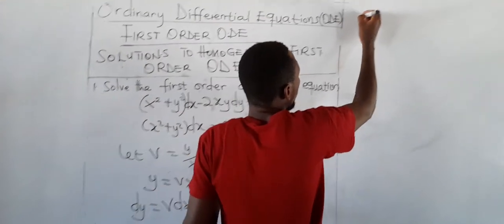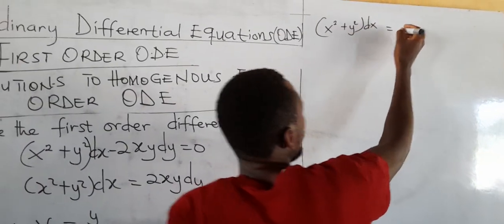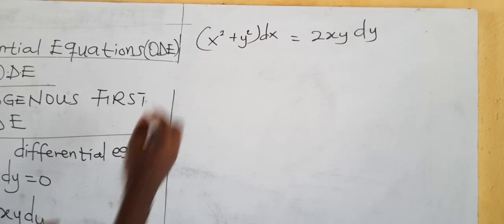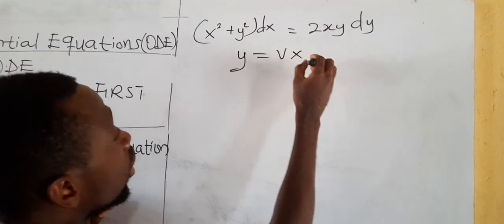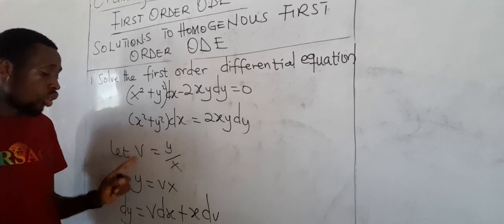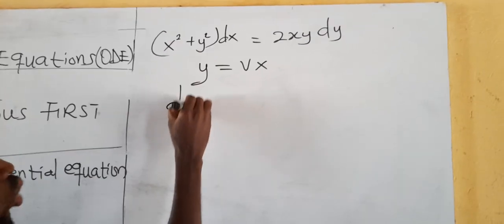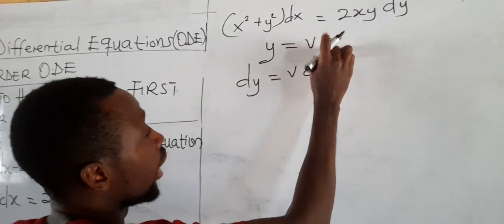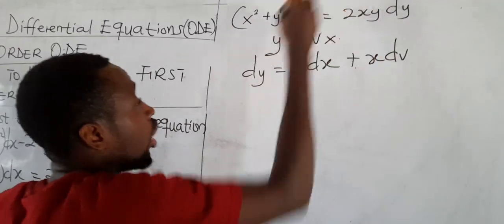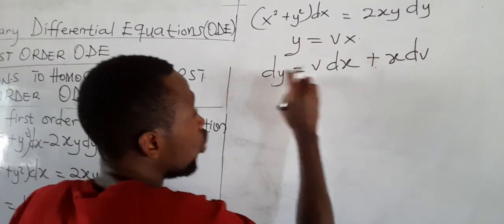Let me copy our differential equation here. We have x squared plus y squared dx is equal to 2xy dy. Remember, our y is equal to vx when v was y over x. Now we find dy. Our dy is equal to, we keep v, differentiate x, plus keep x, differentiate v. Now we substitute this and this into our equation. Any place we see y, we put vx. Any place we see dy, we put the whole of that.